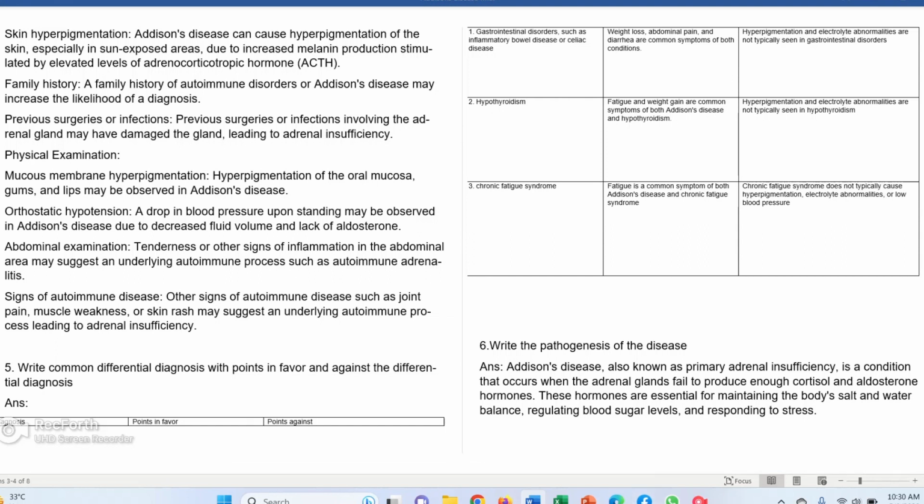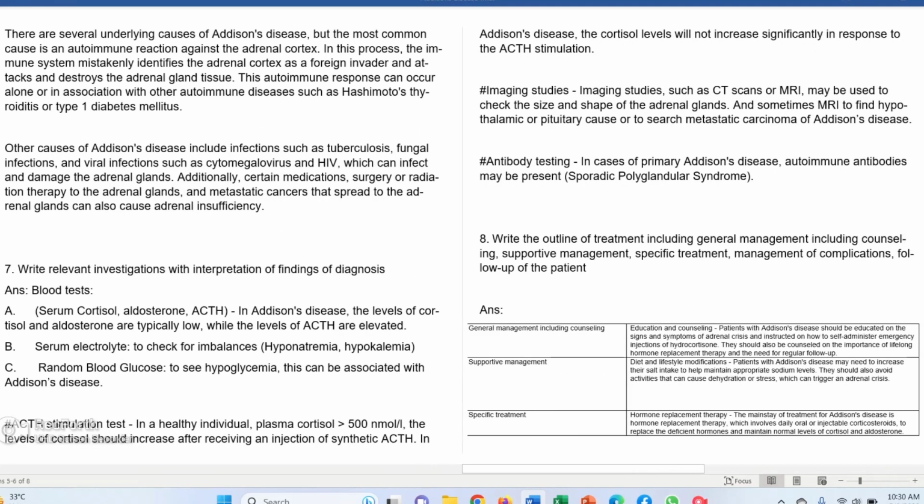Now, what is the pathogenesis of the disease? Addison's disease, also known as primary adrenal insufficiency, is a condition that occurs when the adrenal gland fails to produce enough cortisol and aldosterone hormones. Those hormones are essential for maintaining the body's salt and water balance, regulating blood sugar levels, and responding to stress.